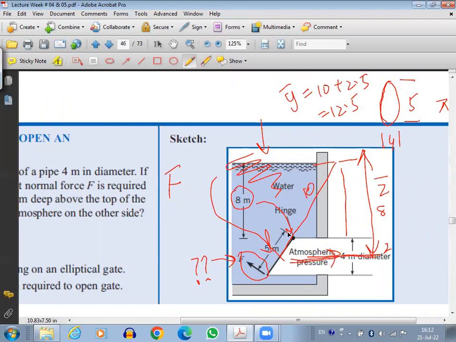Look, is 2.5 clear to you? Now the only thing is that 10 is not yet clear, how did 10 come? Now you want to find this distance. How much is this? But you know the vertical is 8. Exactly from the free surface to the center of this ellipse on the inclined plane, not vertical. Clear?